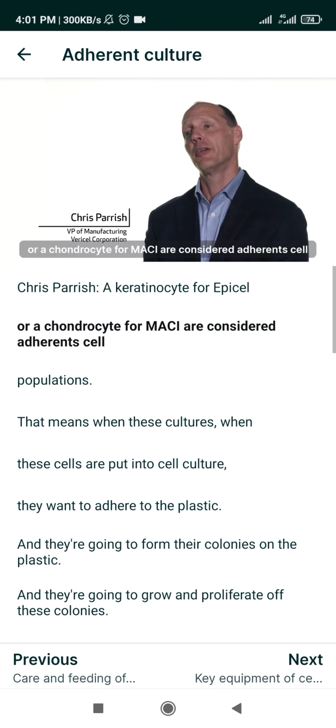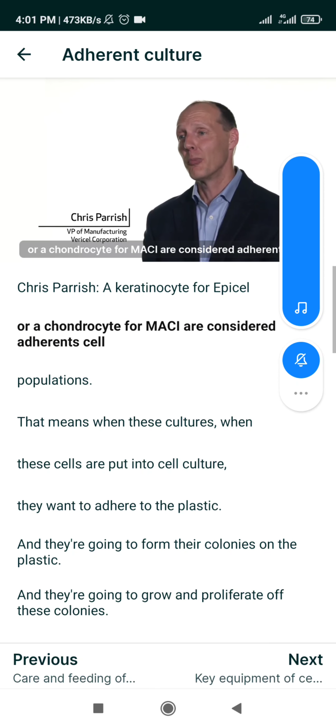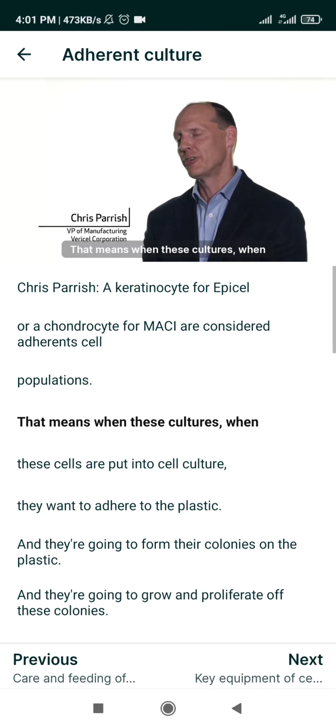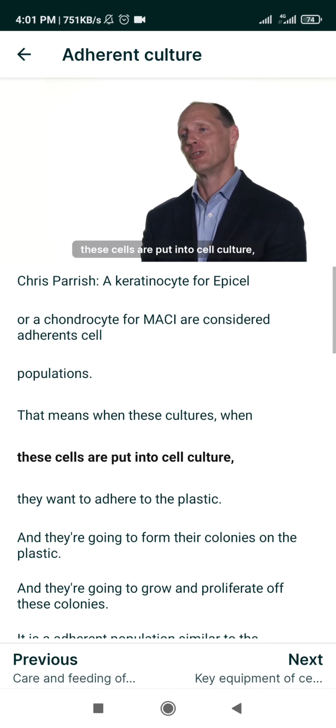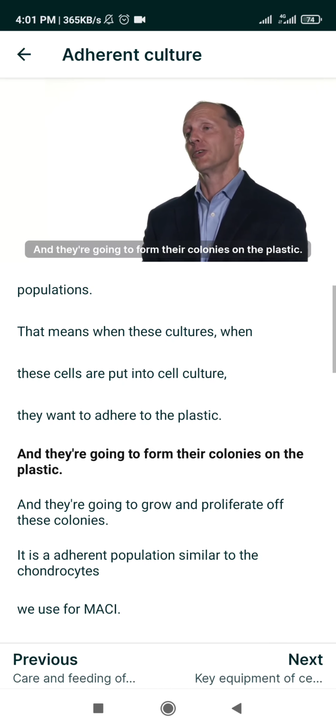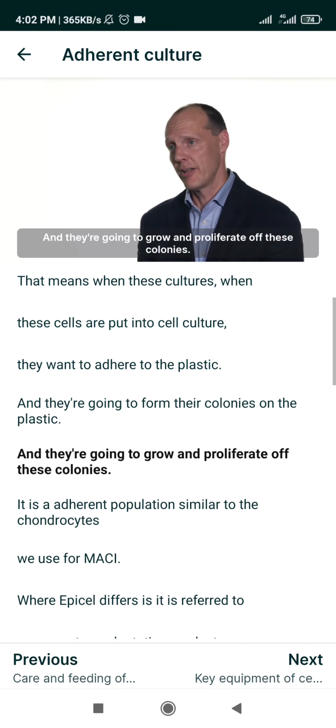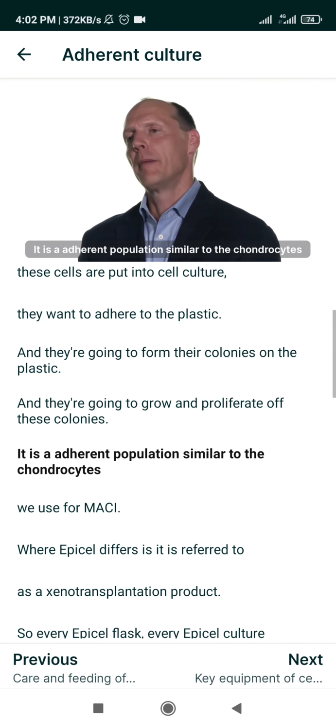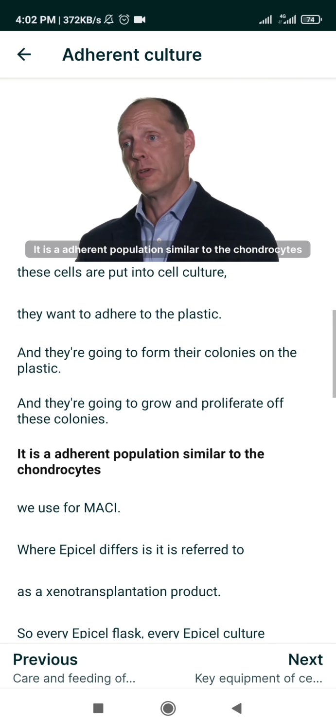Epicell or a chondrocyte for MACI are considered adherent cell populations. That means when these cells are put into cell culture, they want to adhere to the plastic, and they're going to form their colonies on the plastic, and they're going to grow and proliferate off these colonies. It is an adherent population similar to the chondrocytes we use for MACI.